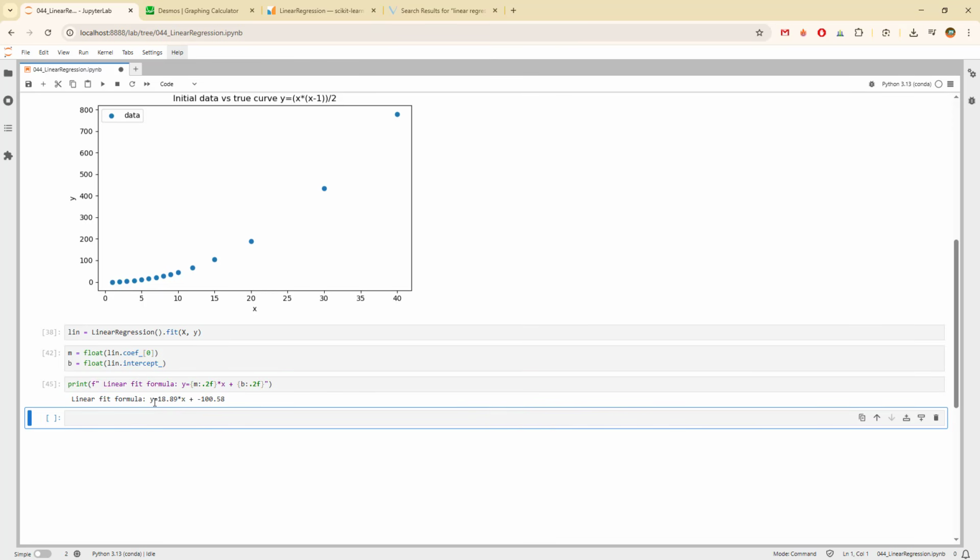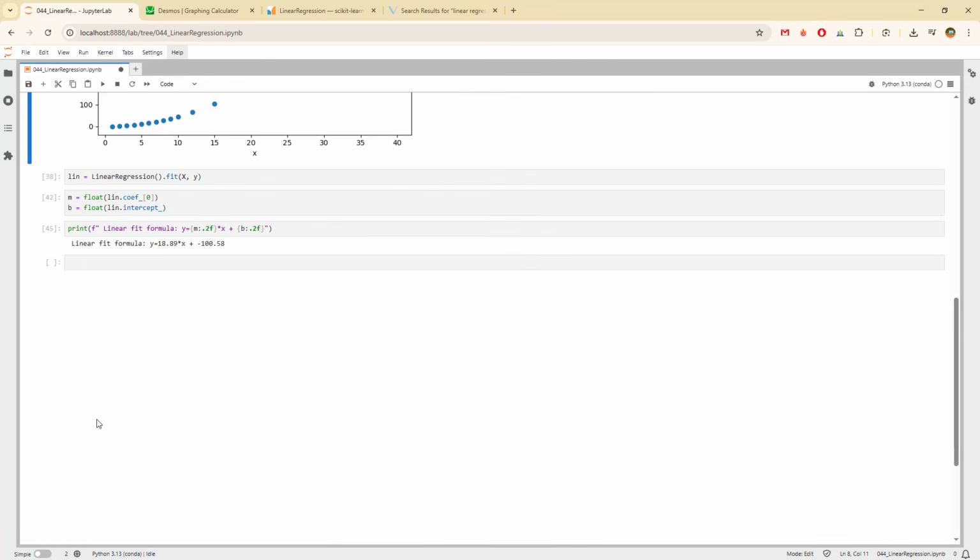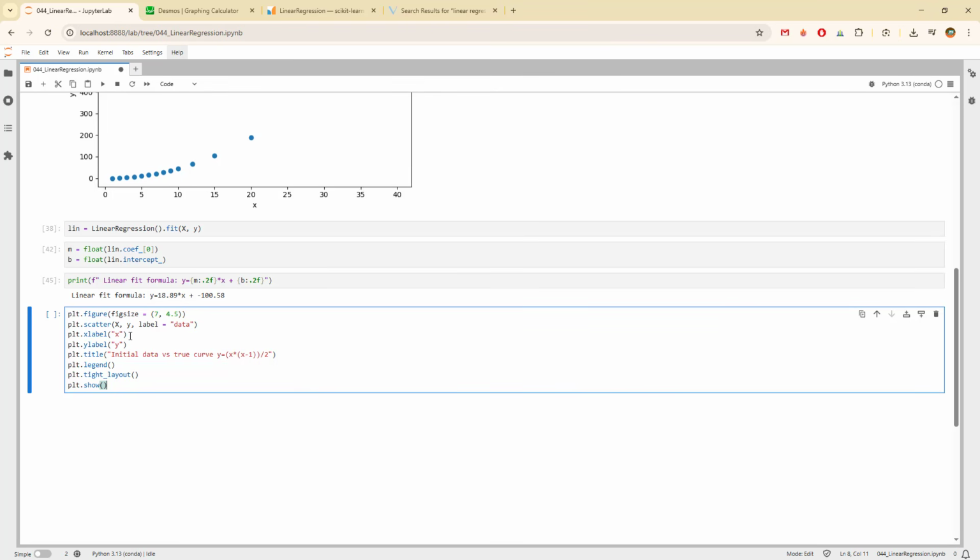Just with this, it is enough to make a line. So we would start at -100, and for every 1 x, we are going to get 18 y's, which is the slope. Okay. So far so good. Let's show this one. I'm just going to copy this one here, and I'm going to improve it. How do we copy it? How do we improve it?